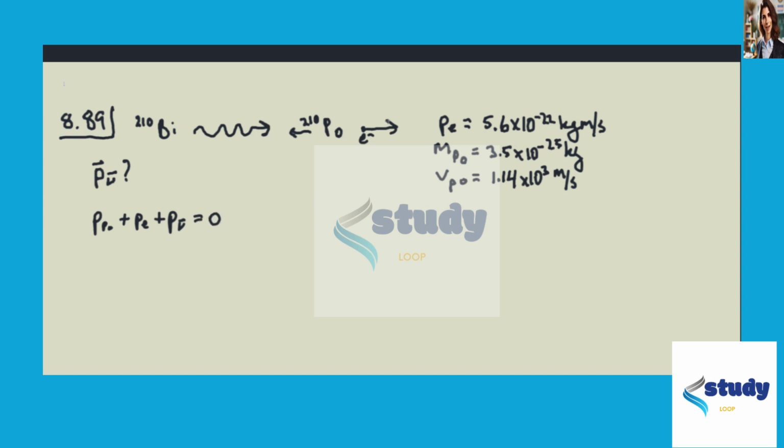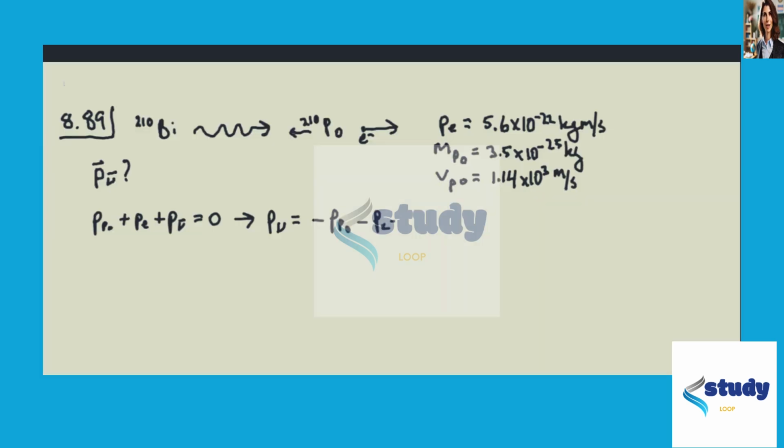Now, since these are both moving in the x direction, there can't be any y component to the momentum of the antineutrino. So this is just for the x components of these. And yeah. So the momentum of our antineutrino, that looks like a nu. Let's just call it a neutrino. It doesn't really matter for our purposes. It is just the negative of the momentum of the polonium nucleus minus the momentum of the electron.